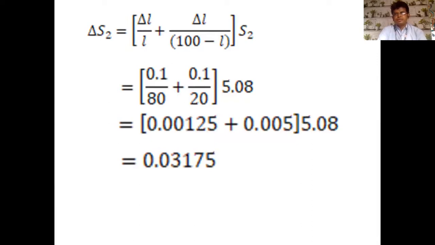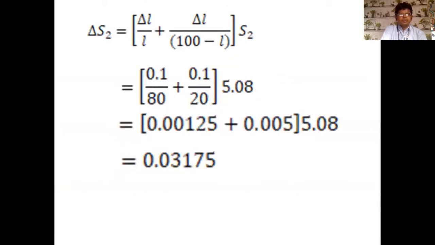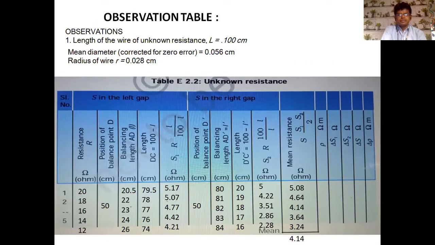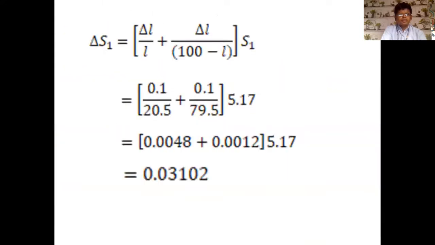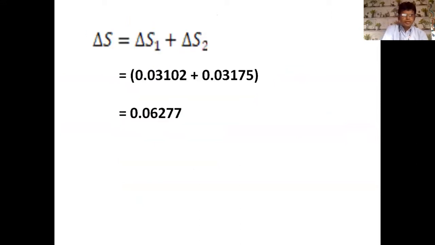Now the second equation, delta S2. This equation we solve with the help of the right gap. Again delta L is the same value 0.1. So in the first row in the right gap, we have the values 80 and 20, and 5.08 is the average S. So we put it here, and we got the answer after calculation, 0.03175. Then for delta S, we calculate delta S1 plus delta S2.